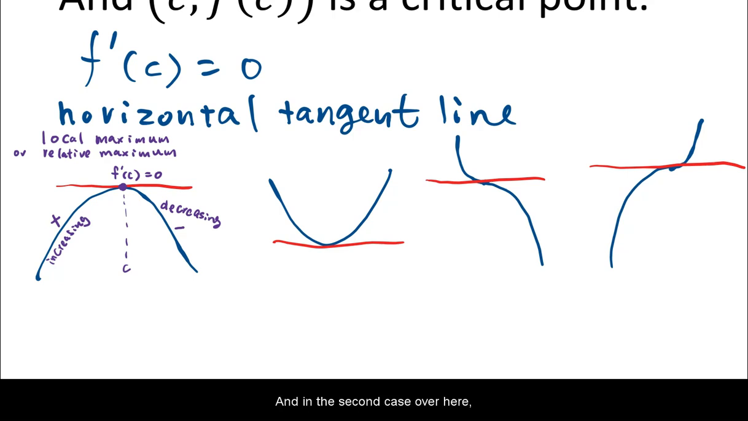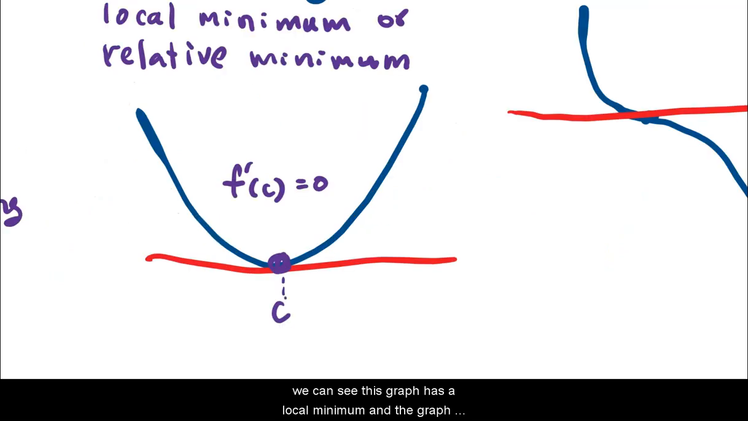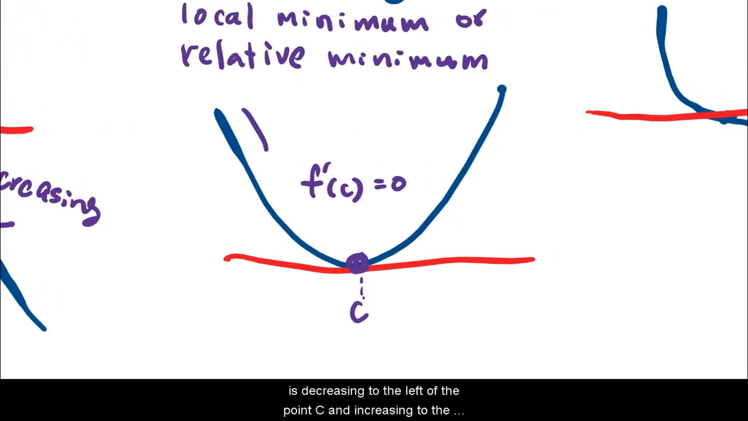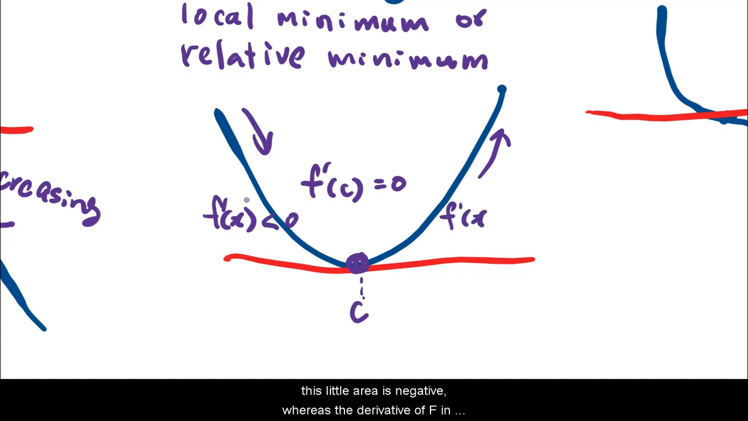Right? And in the second case over here, you can see this graph has a local minimum, and the graph is decreasing to the left of the point C and increasing to the right of the point C, meaning the derivative of f of x in this little area is negative, whereas the derivative of f of x in this little area, a little bit greater than C, is greater than 0. Negative, positive. Right?